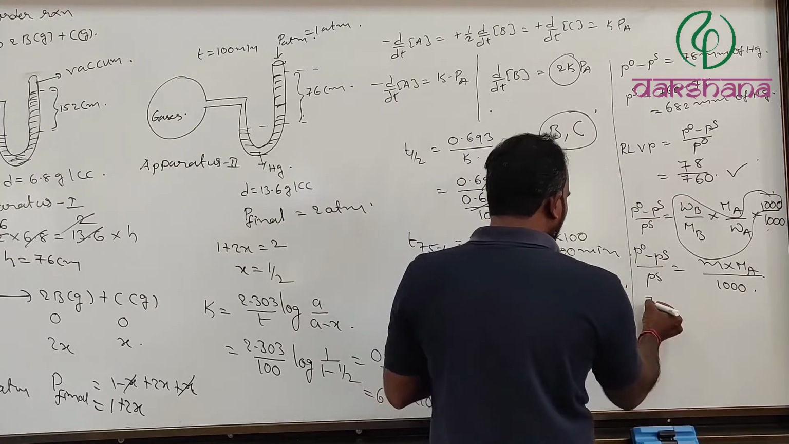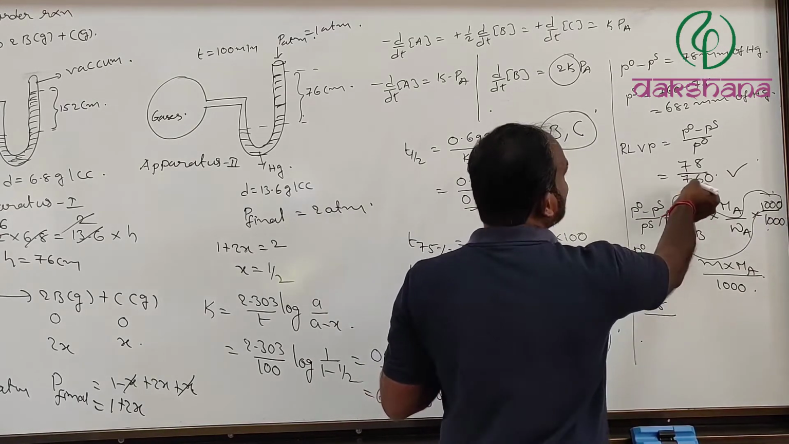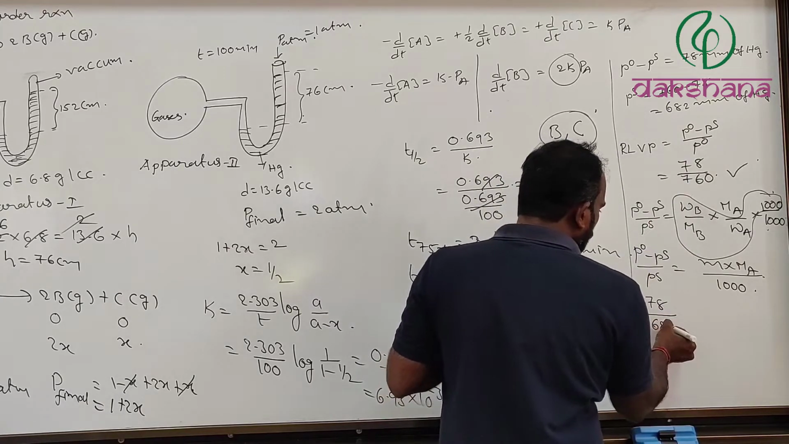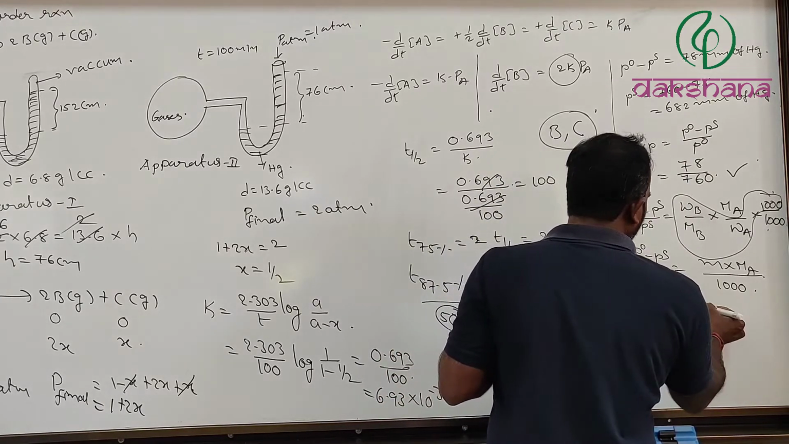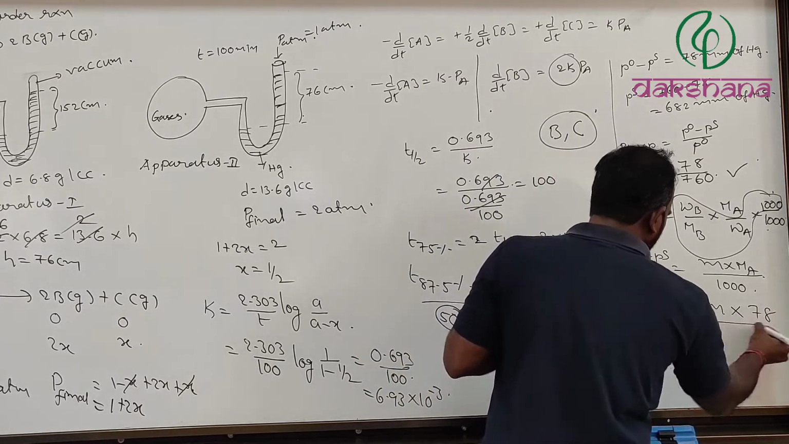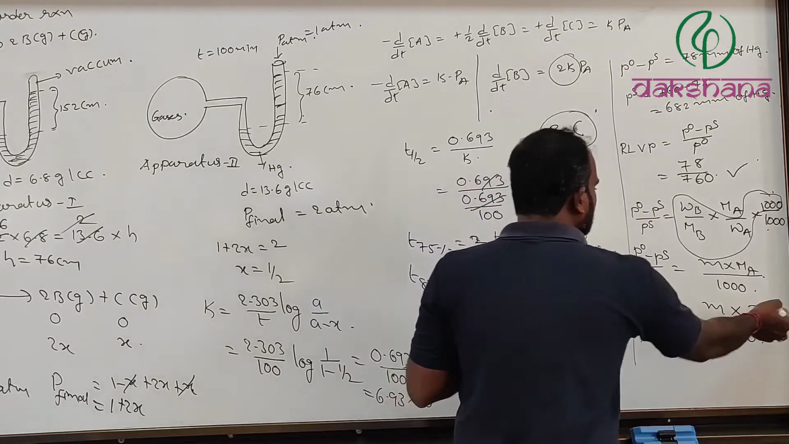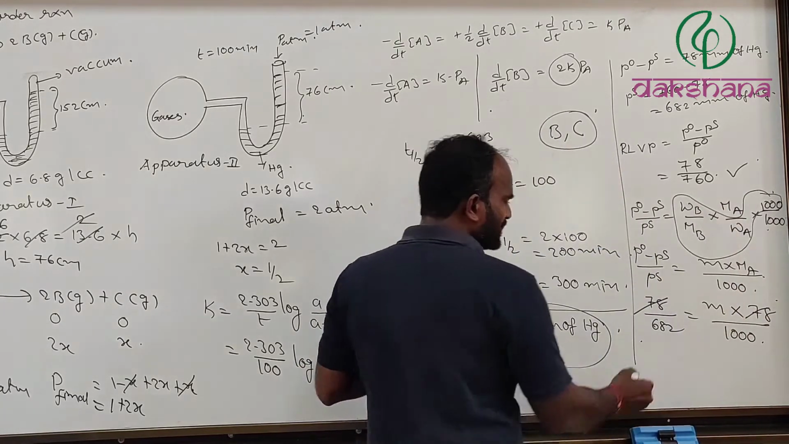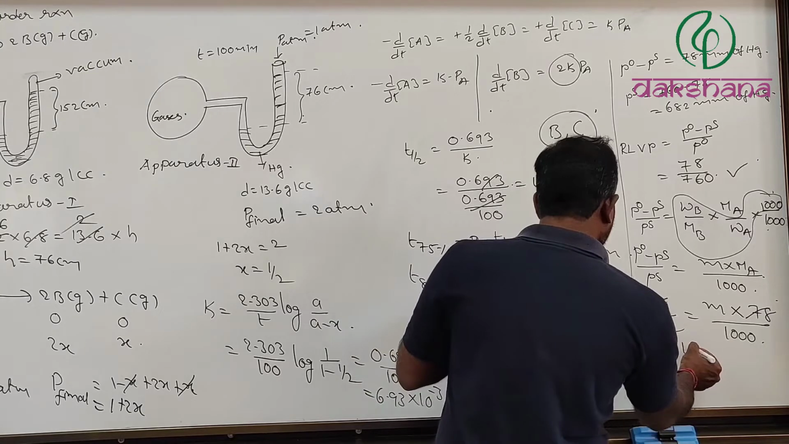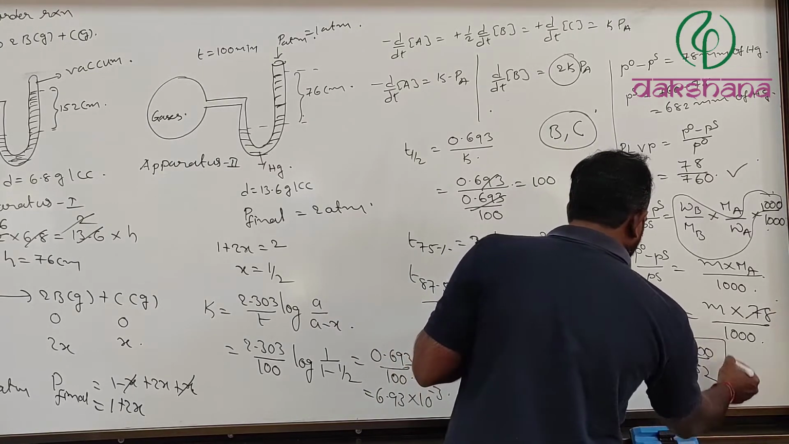P0 minus Ps, that value 78, divided by the Ps value, as we know that 682, is equal to molality, which we have to calculate. Gram molecular weight of benzene is 78, so the 78 and 78 get cancelled. Now molality is equal to 1000 divided by 682.